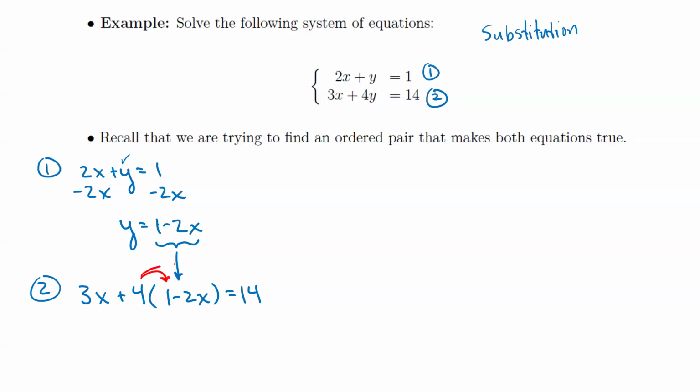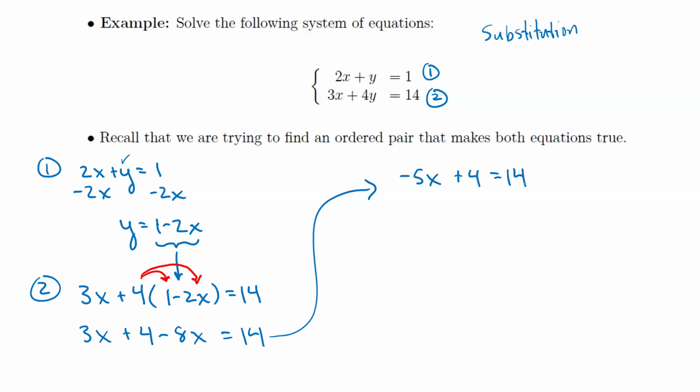Right? Do a little bit of distribution here. We've got to simplify the left side. So 3x plus 4 minus 8x is equal to 14. And of course, 3x minus 8x gives me negative 5x plus 4 is equal to 14. And then we just set about getting x all by itself. So x is equal to negative 2.